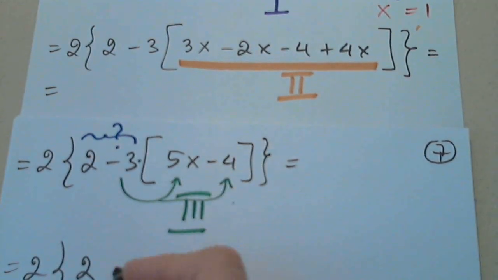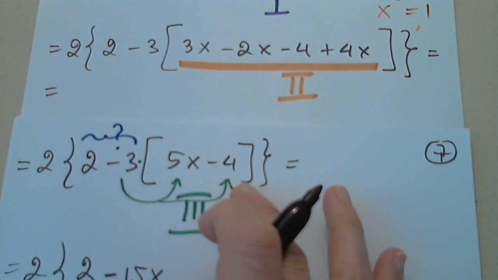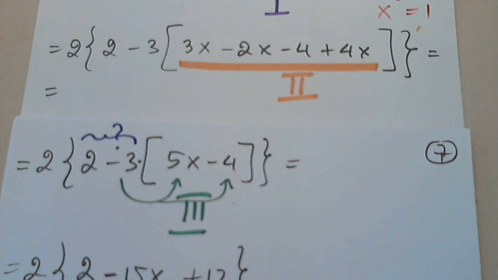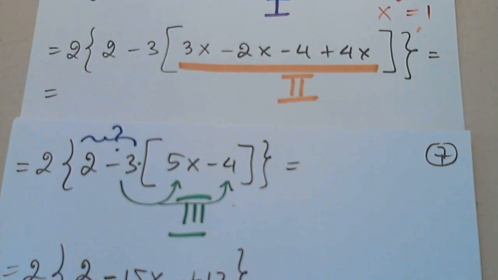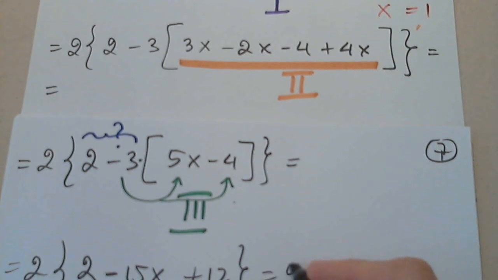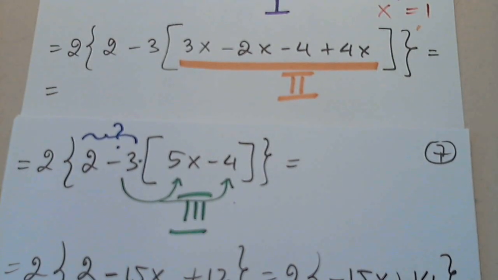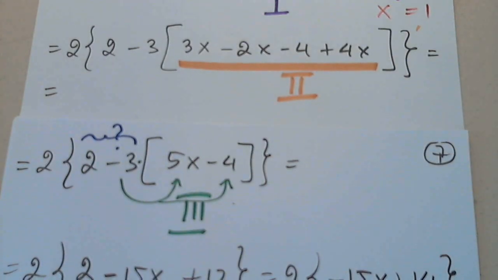Negative 3 times 5x, negative 15x. Negative 3 times negative 4, positive 12. Perform the operations inside. No, it's not negative, but it's positive. Negative 3 times negative 4 is positive. Perform the operations inside and present in descending order. Negative 15x plus 12. And this is the final step.